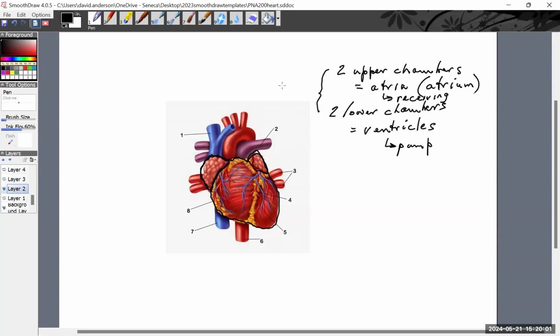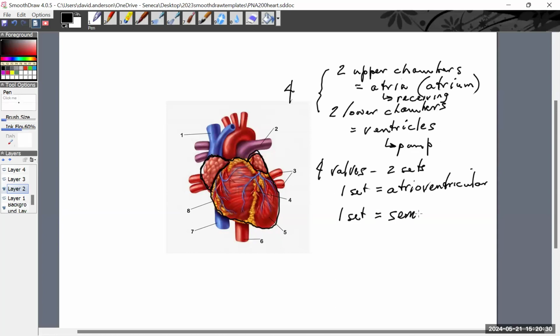So we have a total of 4 chambers, and we have 4 valves. 2 sets. One set is known as the atrioventricular valves between the atrium and the ventricle, and the other set are known as the semilunar valves.